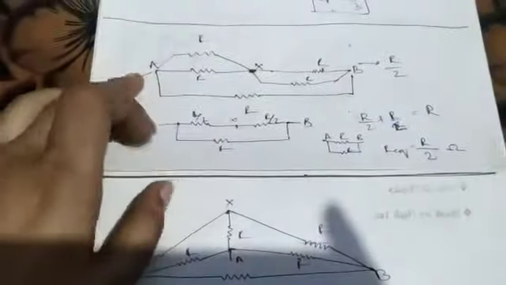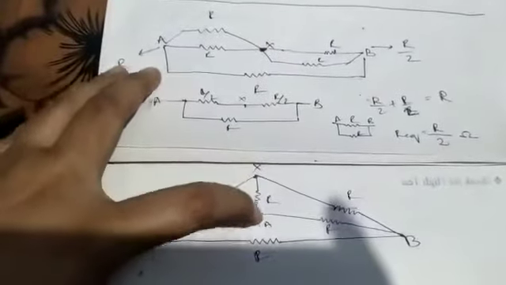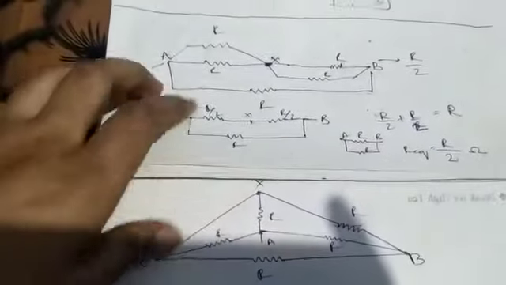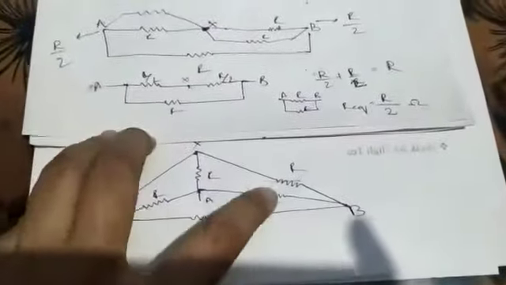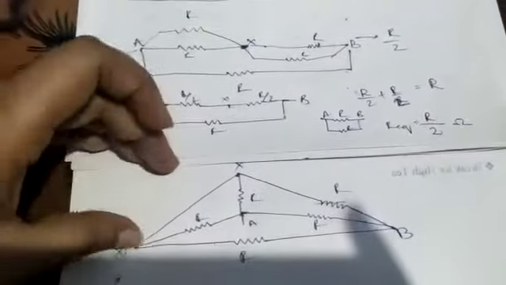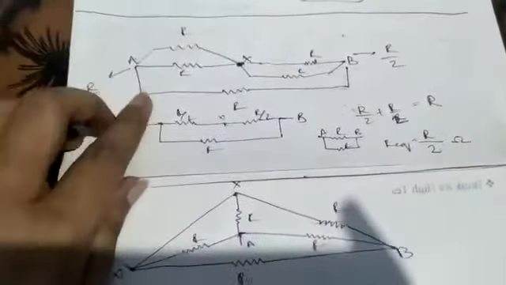Now from A to B there is one resistance of value R. Then next, from A to X there is one resistance R, and another A to X resistance R. So from A to X there are two resistances of R. Now B to X there is one resistance R, and another B to X resistance R. So B to X there are two resistances of R and R.